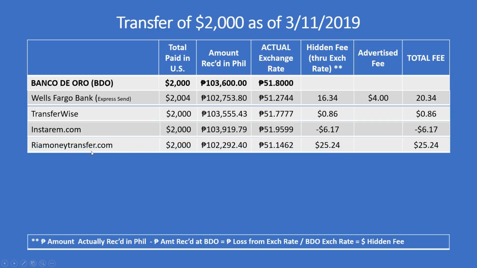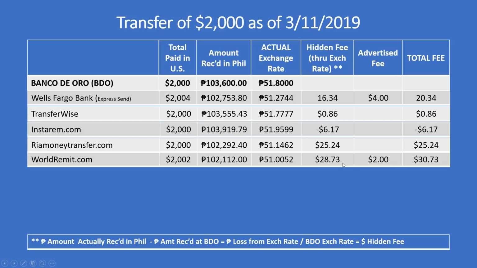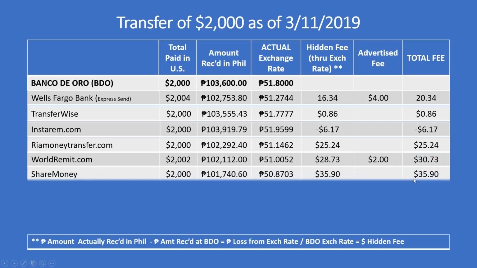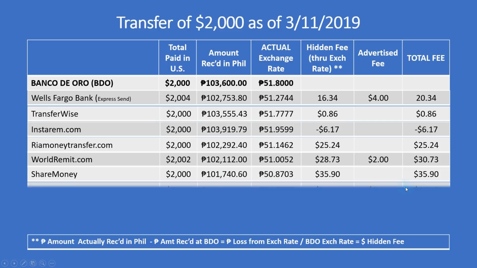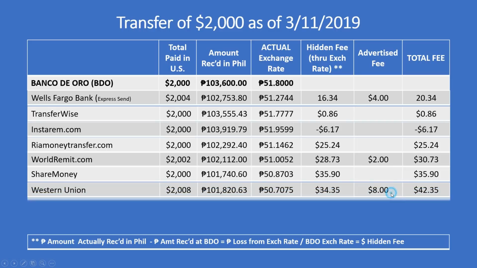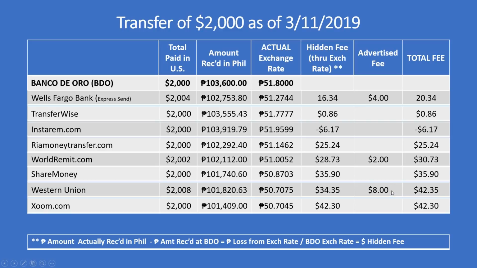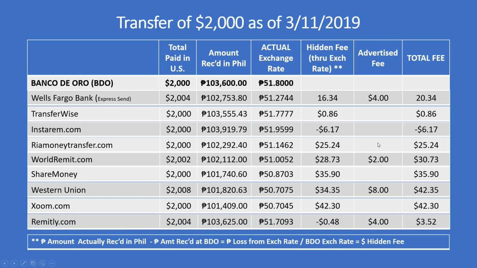Go through the same thing. Remoney Transfer, a fee of $25.24. WorldRemit, $30.73. ShareMoney, $35.90. Western Union is the highest for $42.35. Xoom.com is $42.30. And Remitly is another negative of 48 cents. I'm sorry, 48 cents negative here, but they have a $4 fee. As you can see, it's going to be a $3.52 fee.